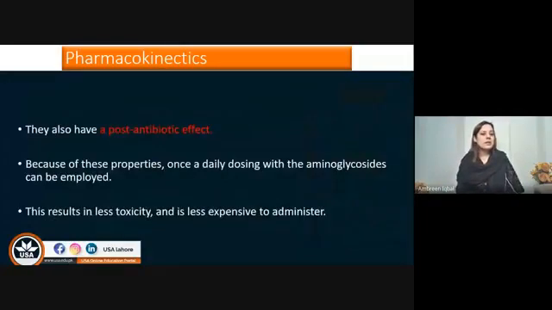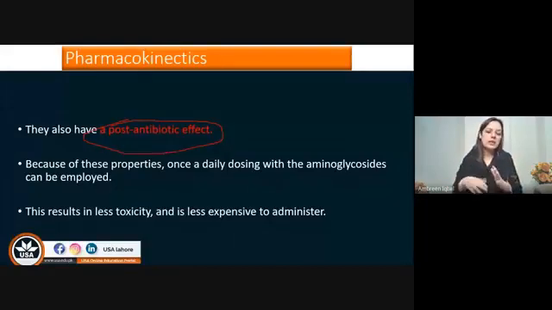The next is another additional point, that is the post-antibiotic effect. Post-antibiotic means that after its half-life has been completed and it has been excreted, it still has an impact, it has worked so efficiently that no bacteria remain after it. Because of these properties, once daily dosing with aminoglycosides can be employed.